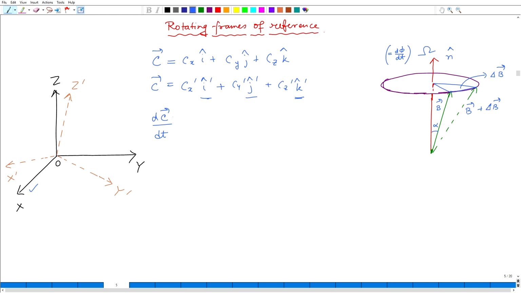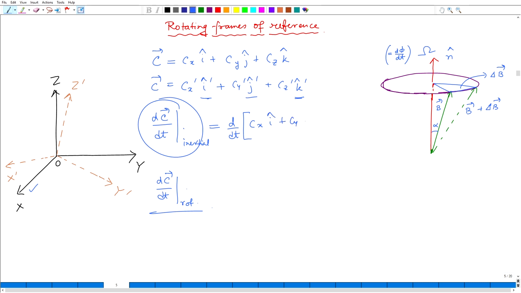So, if I say that d/dt of c in the inertial frame is given by this quantity, and d/dt of c vector in the rotating frame is given by this quantity, then how to connect between them? Of course, I know that d/dt of this thing in the inertial frame, I can write the expression completely, and I know these are independent of time. So, I will simply have dcx/dt I cap plus dcy/dt j cap plus dcz/dt k cap.